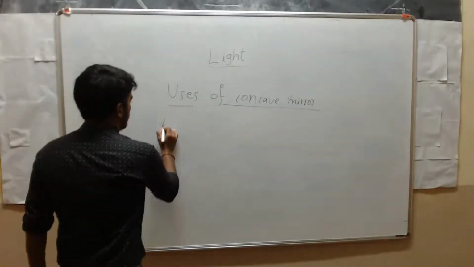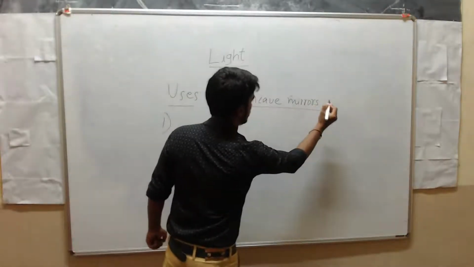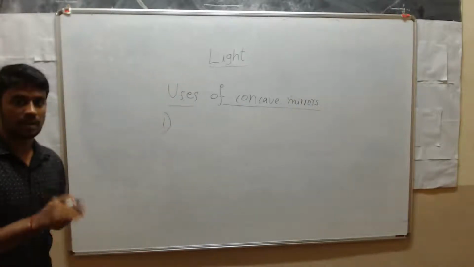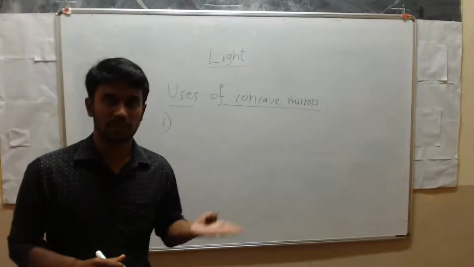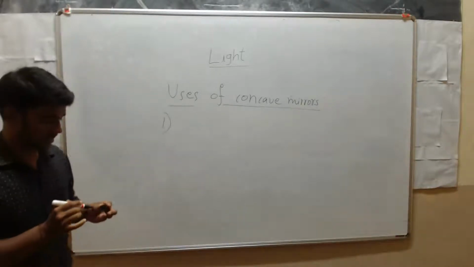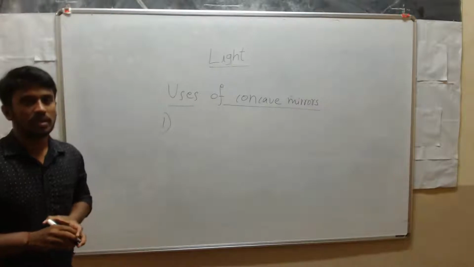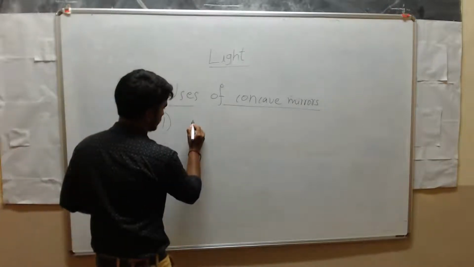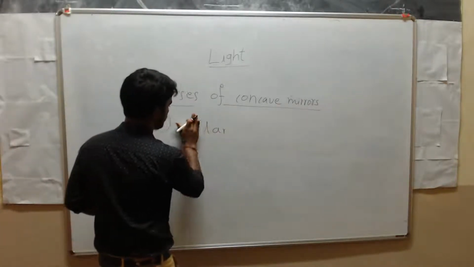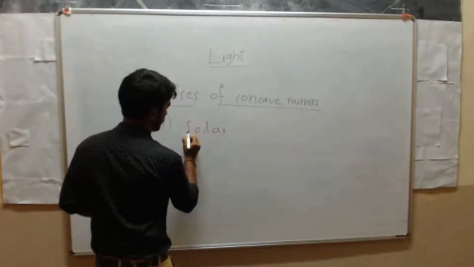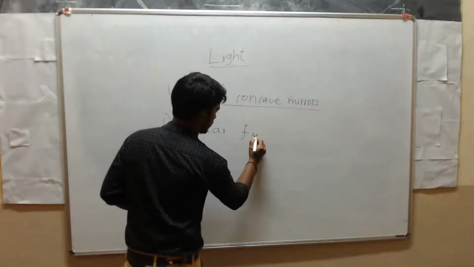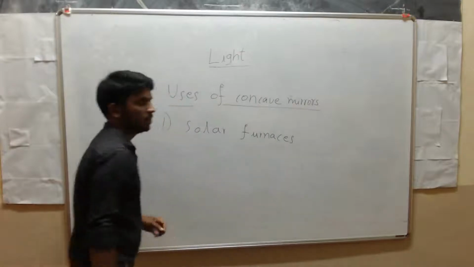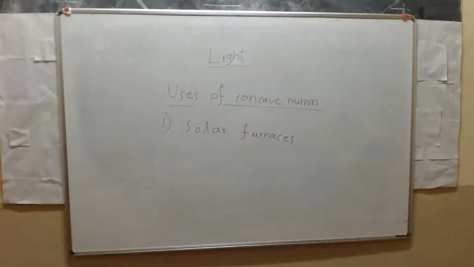Next, uses of concave mirrors. See, using a concave mirror we can get a real and inverted image. Sometimes the image is bigger and sometimes the image is smaller than the object. Then what are the uses of concave mirrors? See, first one, we use these mirrors in solar furnaces.